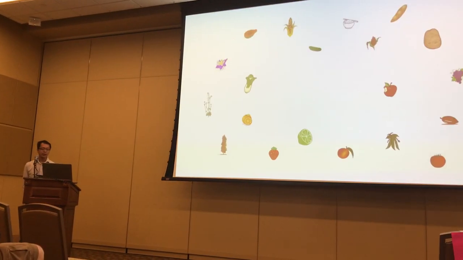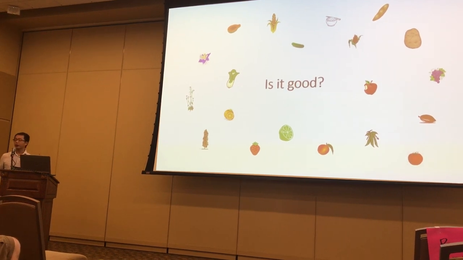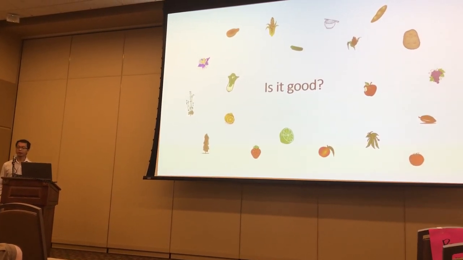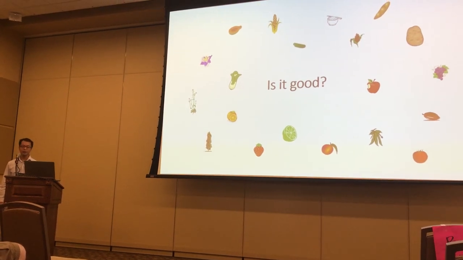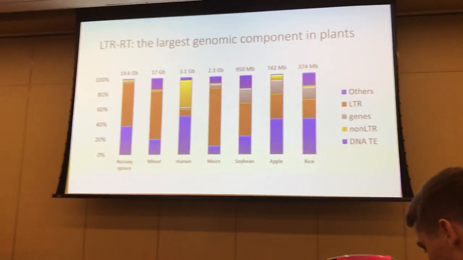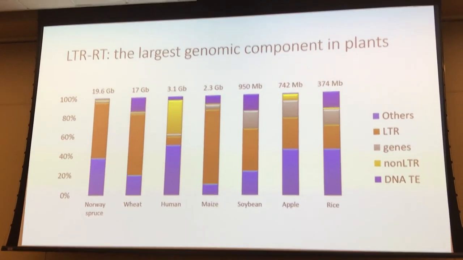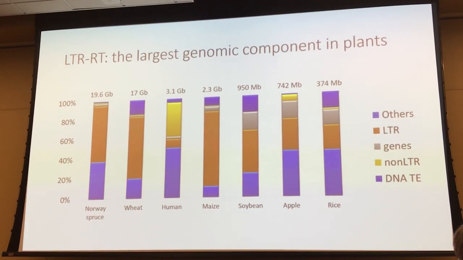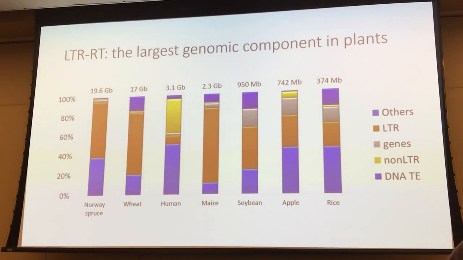So we have seen so many plant genomes so far, but do we know the quality of these plant genomes? We barely know because there's no such standard to evaluate their quality. Just look at the composition of these plant genomes at a glance. Without knowing what LTR means, you can tell LTR is the largest part of many plant genomes, including Norway spruce, wheat, maize, soybean, all these plant genomes.